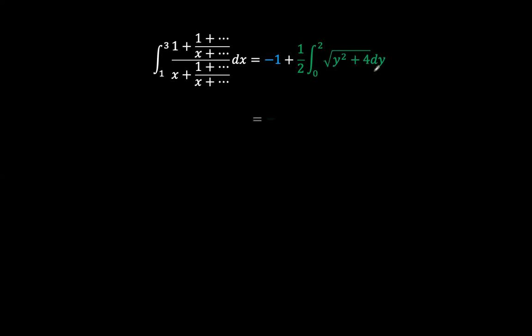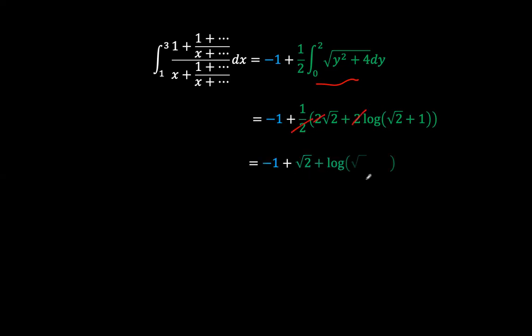Right? However, we saw that our original integral is negative 1 plus a half the integral from y equals 0 to y equals 2 of the square root of y squared plus 4. And we've already now determined that this part here is the same as root 2 times root 2 plus 2 times natural logarithm of square root of 2 plus 1. And so this is that, and that goes, and so we're left with negative 1 plus root 2 plus natural logarithm of square root of 2 plus 1.